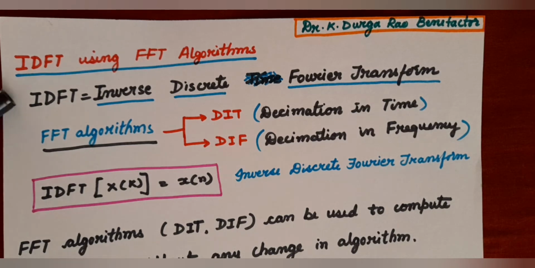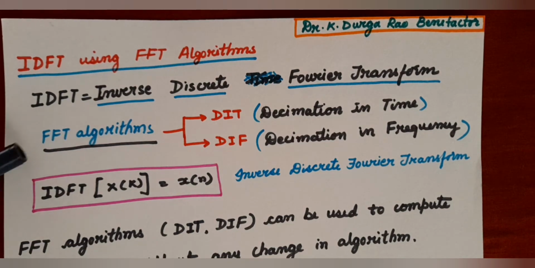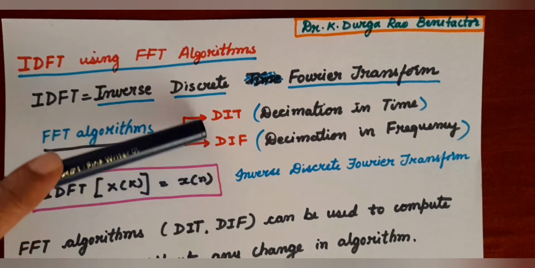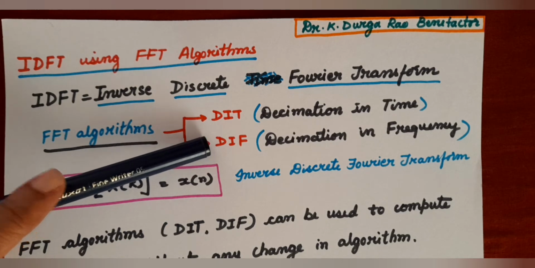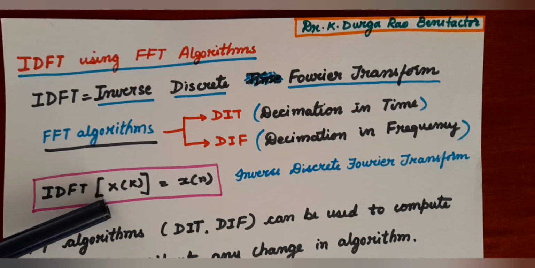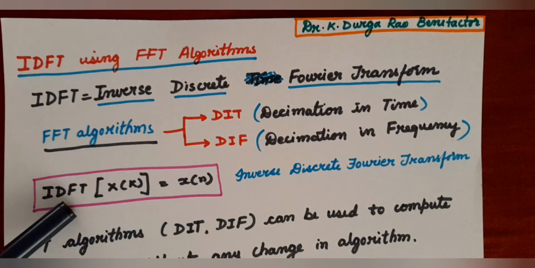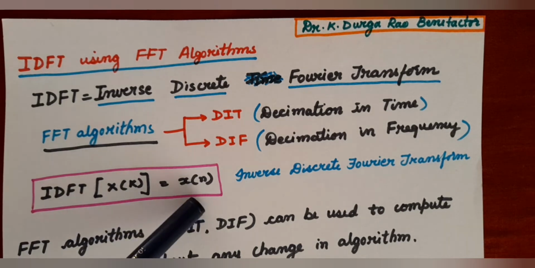IDFT stands for Inverse Discrete Fourier Transform. As you know, the FFT algorithms are DIT and DIF. DIT stands for decimation in time and DIF stands for decimation in frequency. IDFT of capital X of k gives x of n. Inverse discrete Fourier transform of capital X of k gives x of n, that is the discrete time sequence. This is what we get after IDFT.